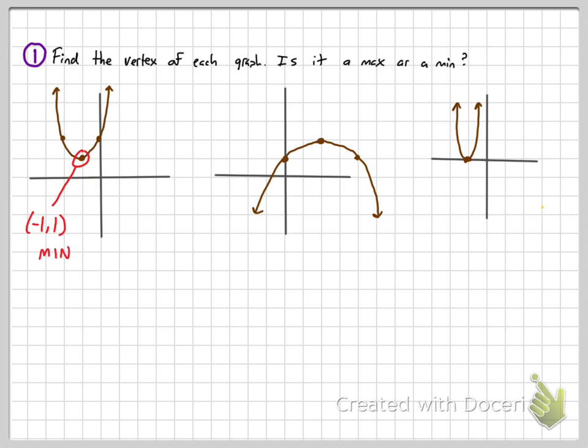In our next graph, we have the point (2, 2), looks like it's the vertex there. Now that's the highest point of the graph, so I'm going to call that a maximum. Then finally in our third graph, (-1, 0) looks like the vertex, that's a low point, so I'm also going to call that a minimum.